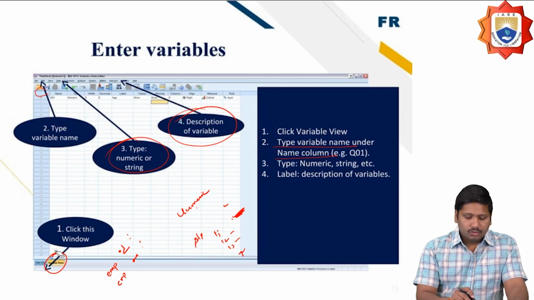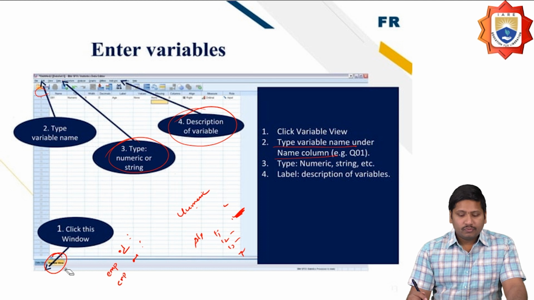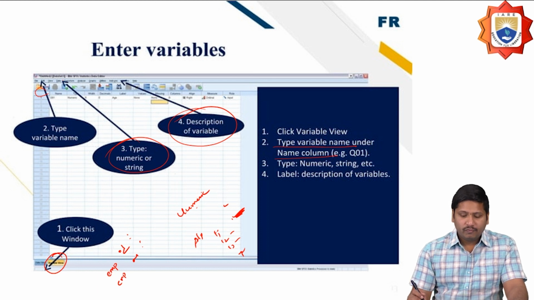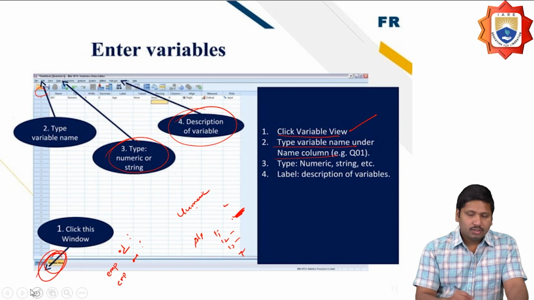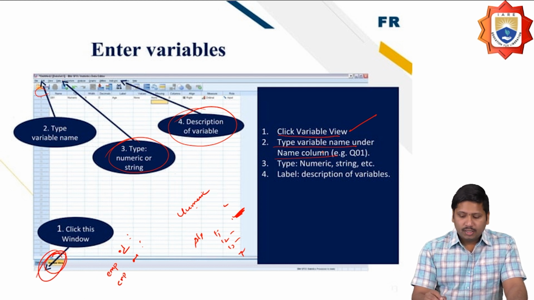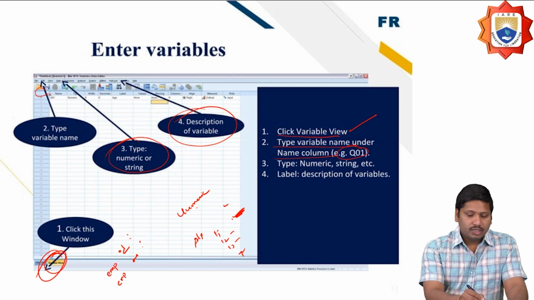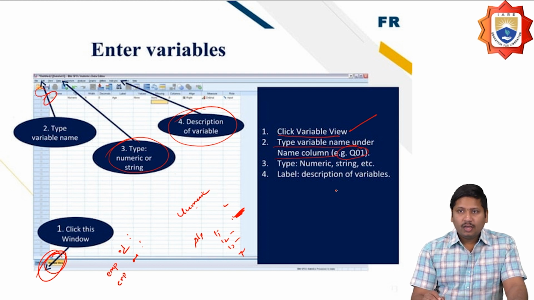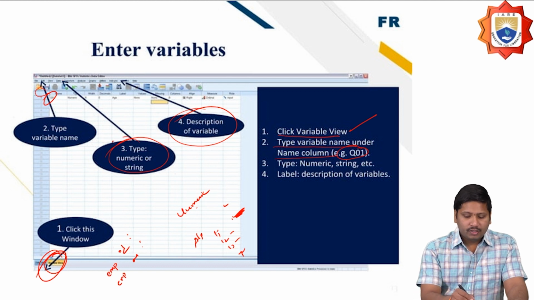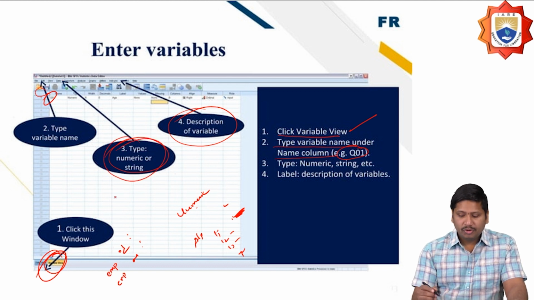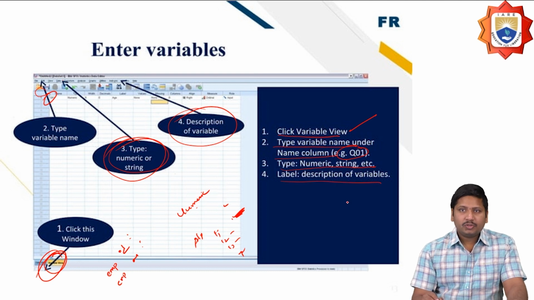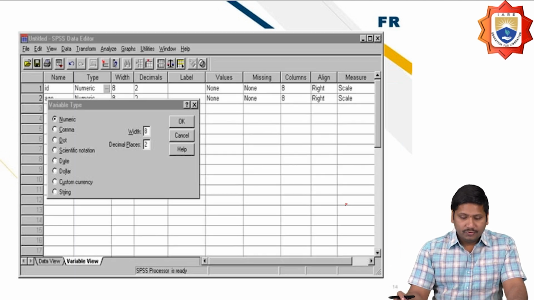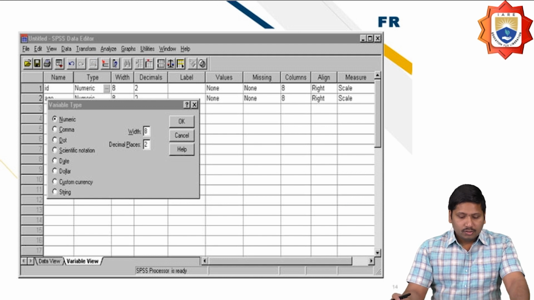The steps to be followed for defining the variables in variable view are: first, click on the variable view, then type the variable name under the name column, then identify the type of that variable, whether it may be numeric or string, and then the label, that is nothing but the description of the variables in the variable view. So see, one by one.